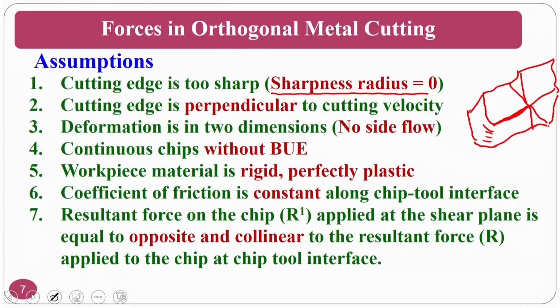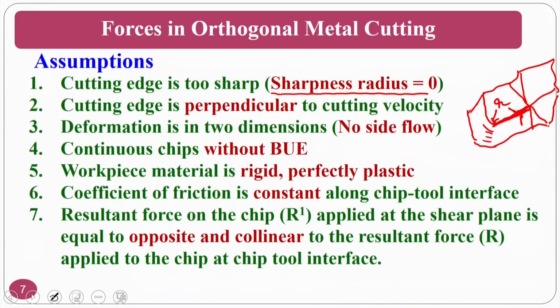The difference is, this is my sharpness radius, whatever radius is generated on the cutting edge, and this is my nose radius. Okay. So the second point is, the cutting edge is perpendicular to the cutting velocity, that means that I am doing orthogonal machining. So deformation in 2 dimensions, no side flow, that means that the deformation takes place only in the plane where we are machining. So there is no side flow or deformation and all those things.